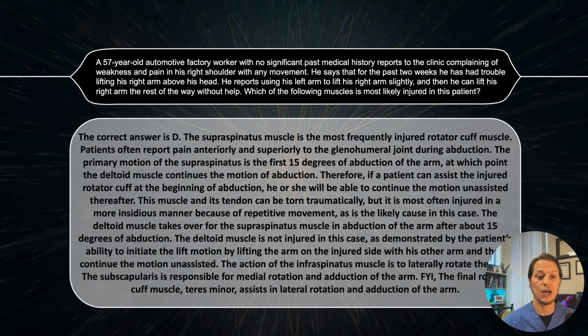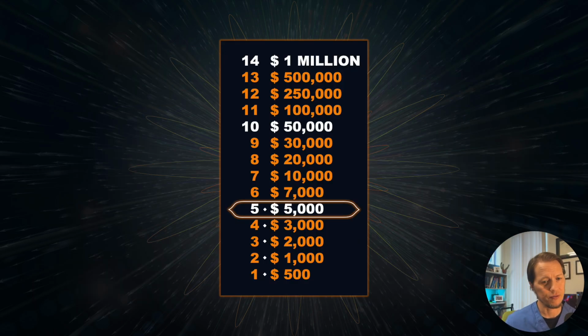Supraspinatus. It's the most commonly injured one. Supraspinatus is when you initiate abduction in the first around 10 to 30 degrees. Some people say it's exactly 15. It's a bit of a range. And then your deltoid helps take over as you bring your arm all the way up overhead. All right, we made it through the first 5.